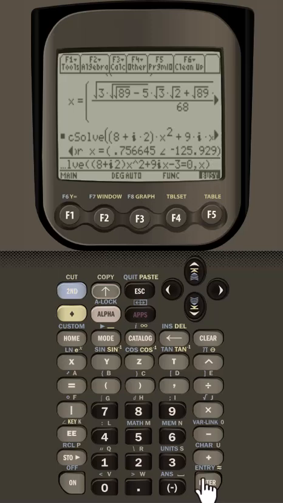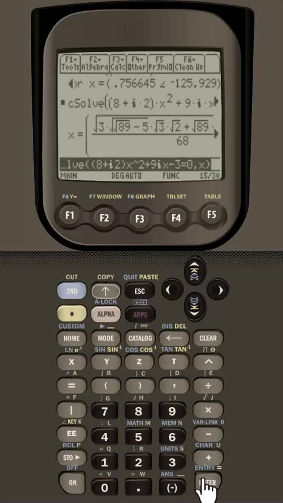I think it's probably all. I'll show you one more thing for today. So that is something that the TI-86X Pro cannot do. It will not solve a quadratic equation with complex variables.